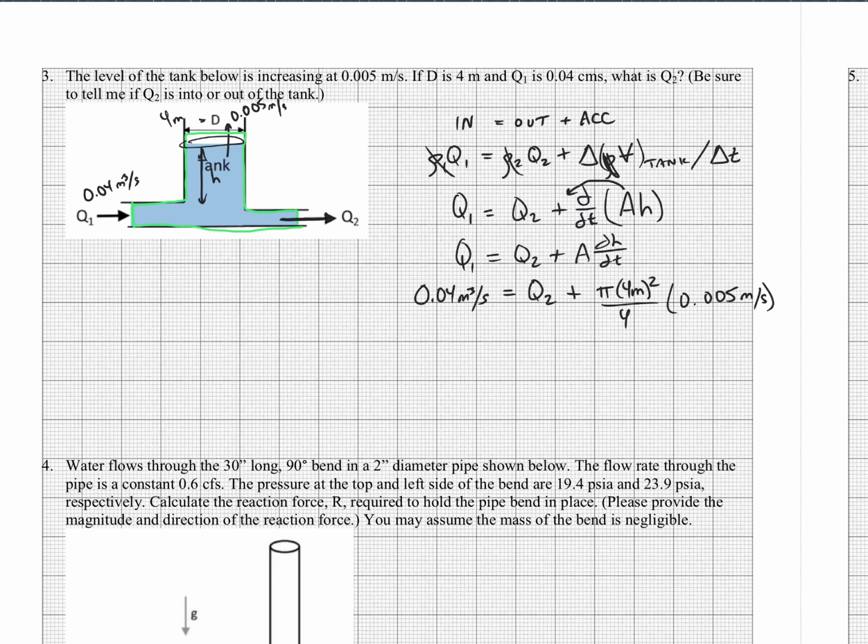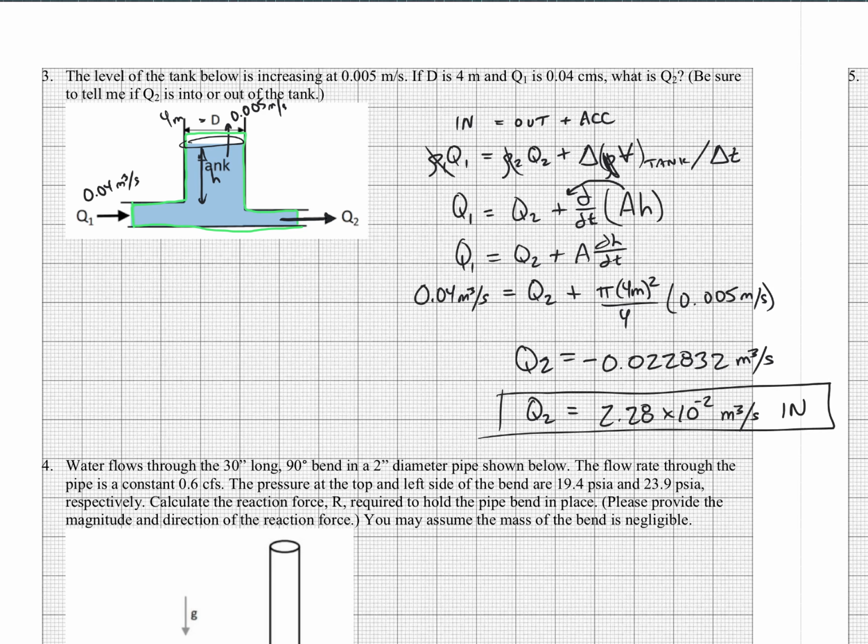0.005 meters per second. Okay, so we plug all this into the calculator, and I get negative 0.0, whatever this number is. And so that negative sign means I assumed the wrong direction. So it's going to be 2.28 times 10 to the negative 2 cubic meters per second, and that's going to be in. Okay, so I assumed it was out. Turns out it's in. So this would have been worth some points, however I graded it.